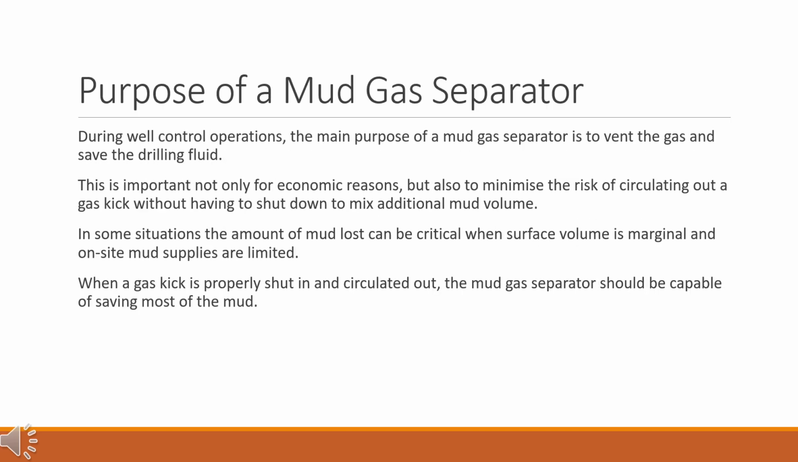Purpose of a mud gas separator. During well control operations, the main purpose of a mud gas separator is to vent the gas and save the drilling fluid. This is important not only for economic reasons, but also to minimize the risk of circulating out a gas kick without having to shut down to mix additional mud volume. In some situations, the amount of mud lost can be critical when surface volume is marginal and on-site mud supplies are limited. When a gas kick is properly shut in and circulated out, the mud gas separator should be capable of saving most of the mud.